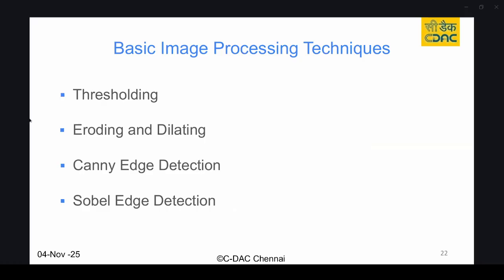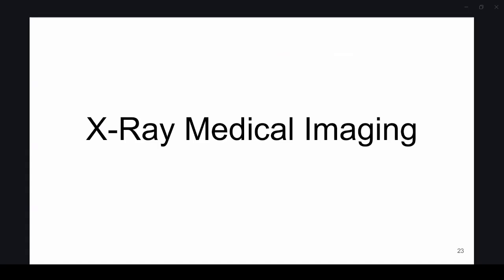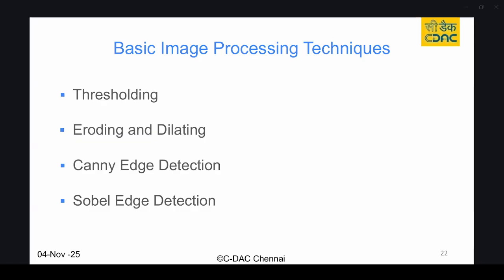Several such basic image processing techniques like erosion and dilation, Canny edge detection, and Sobel edge detection were used. So edge detection methods were used to detect disease in the input images in the pre-deep learning and artificial intelligence era. So this was a very brief intro about medical image processing techniques which were earlier used in the pre-deep learning era.